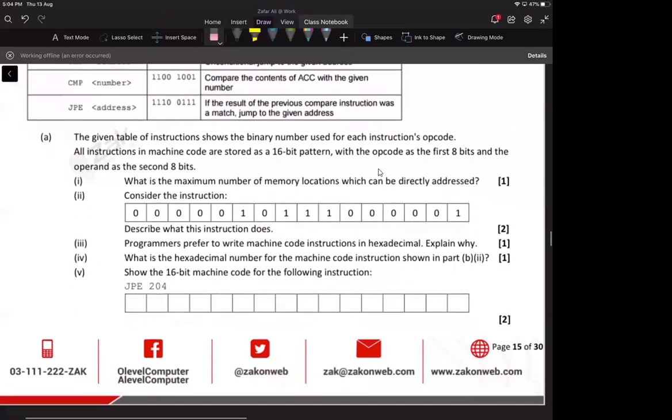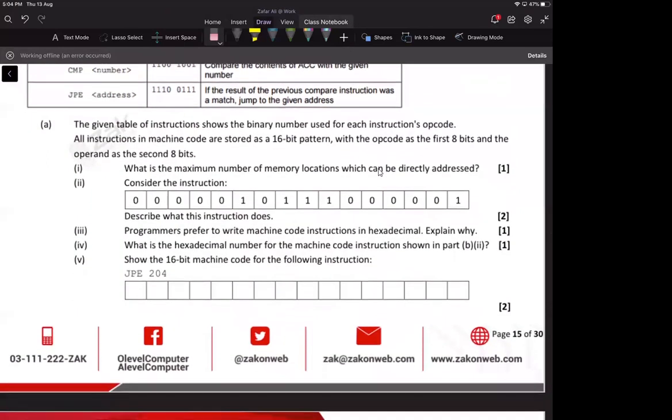Okay, so let's cut it out. 1, 2, 3, 4, 5, 6, 7, 8. 1, 2, 3, 4, 5, 6, 7, 8. So this is your opcode. Opcode is also called what? Mnemonic. M-N-E-M-O-N-I-C. And this is operand. O-P-E-R-A-N-D. Operand.